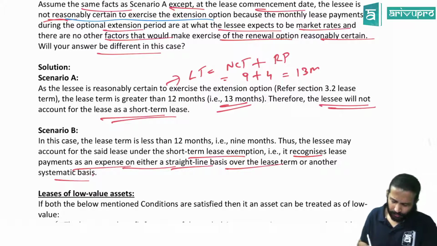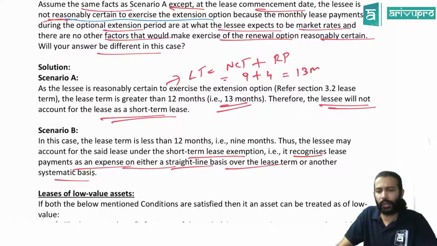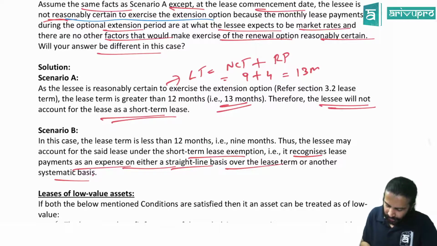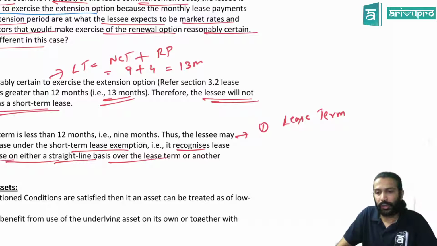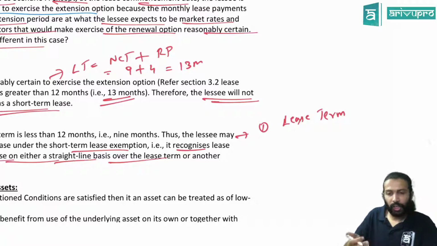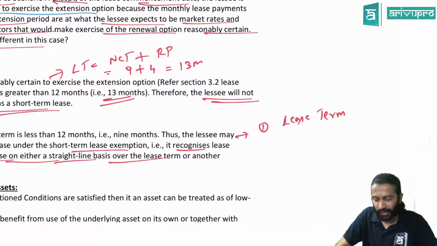Understood. So it may become a 2 or 3 marks question. First, you will find out the lease term. Just give quick notes. You will find out LT, as in lease term. To find out the lease term, you will say it is the non-cancellable period plus the renewal period. Here the renewal period cannot be added because the lessee is not reasonably sure to exercise that renewal option.